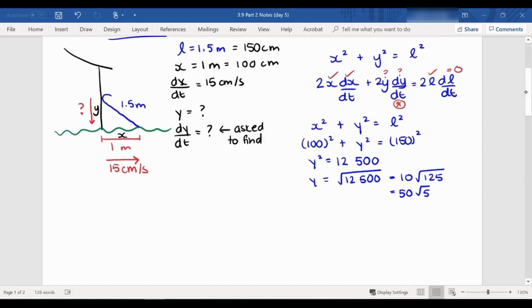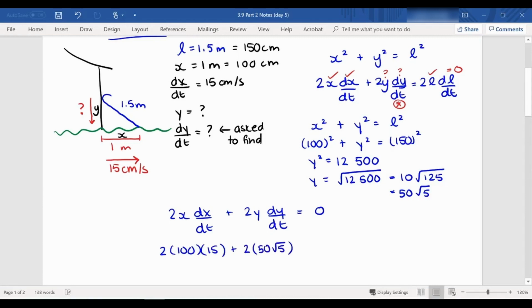All right, so now we have 2x dx dt plus 2y dy dt equals 0 because dL dt was 0. We have x is 100. We have dx dt is 15 centimeters per second. We have 2y is 50 root 5. We just double check that's accurate. Yep, we're good. Okay. And dy dt we don't know. And we can solve for dy dt.